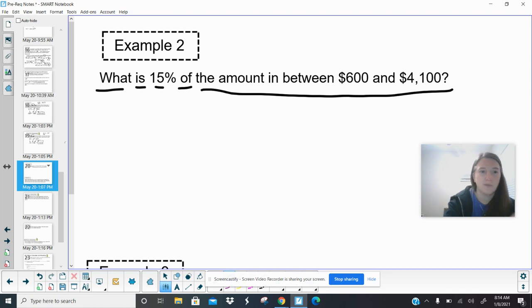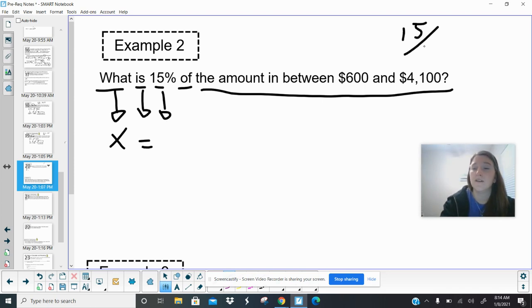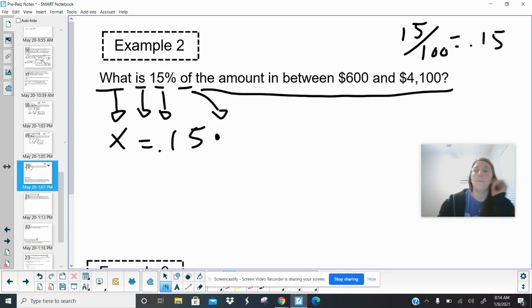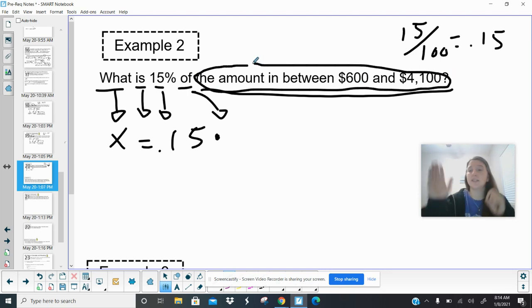Write the sentence. Okay, so what becomes X equals 15%. You promised 15 divided by 100, 0.15. You do not put 0.15, you're getting it wrong. Of means to multiply. But it is of this thing. It does not say, oh, it's of 600 or, oh, it's of 4,100. It says the amount in between those two numbers. What do you think in between might mean, these two numbers? What should I do? Subtract, actually.